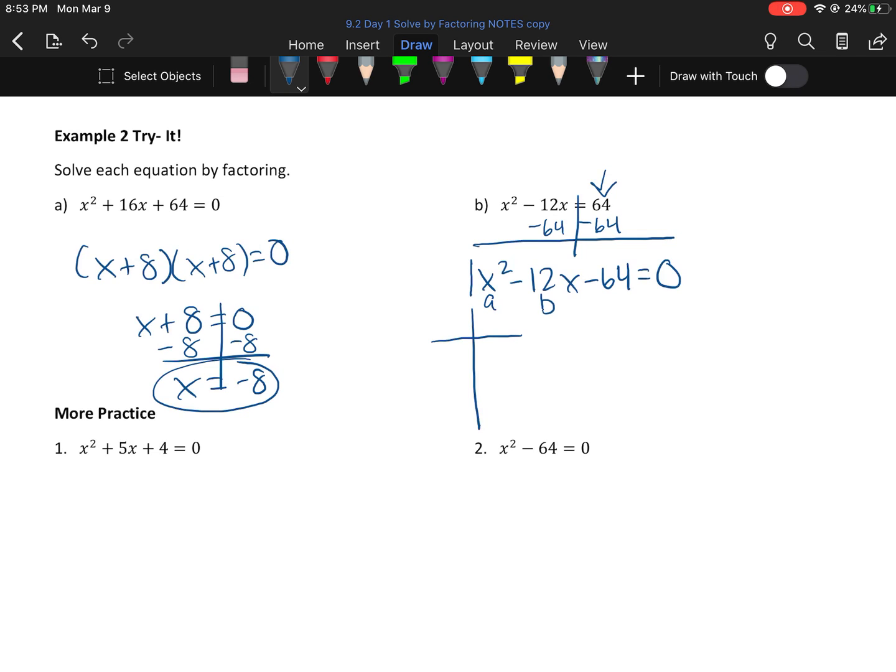Here's A, here's B, here's C. So I'm looking for two numbers that multiply to negative 64 and add to negative 12. That's going to be negative 16 and 4. So if I go ahead and set this up to factor, I'll give you a chance to go ahead and write that down. Get my two sets of parentheses. Factor out the GCFs from each set.